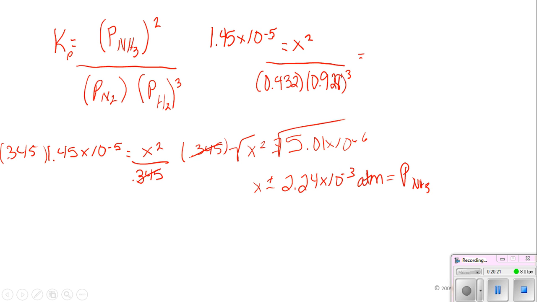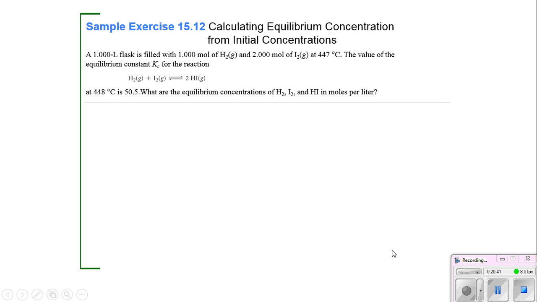Okay. Now remember that we're going to get both a positive and a negative value. We're going to ignore the negative value because we can't have a negative pressure. So our answer is actually going to be a positive 2.24 times 10 to the negative third. I skipped over a couple of the sample problems because I don't want this video to get too long, but they're very easy to work out. So let's go on and look at the last sample exercise 15.12.